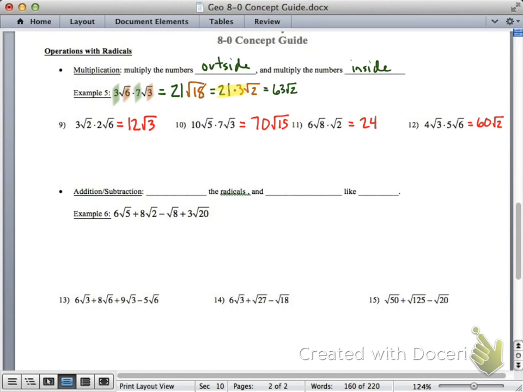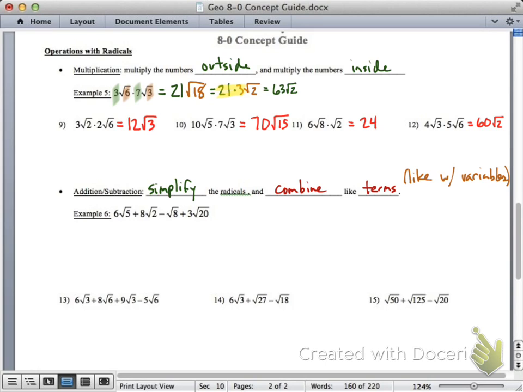Okay, hopefully that went well. Let's take a look at what happens with addition and subtraction now. To do addition and subtraction, you simplify the radicals, and then you combine like terms, like what you do with variables. I'll try to explain that with this example over here. Just to show me that you're paying attention, put a star to the left of the addition and subtraction, that would be great.